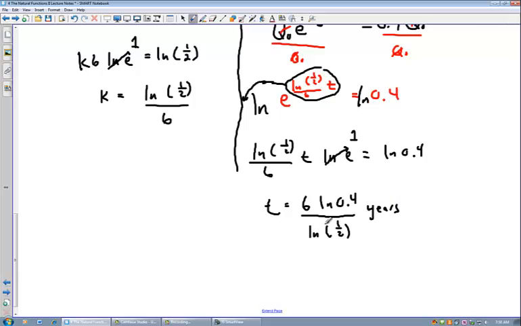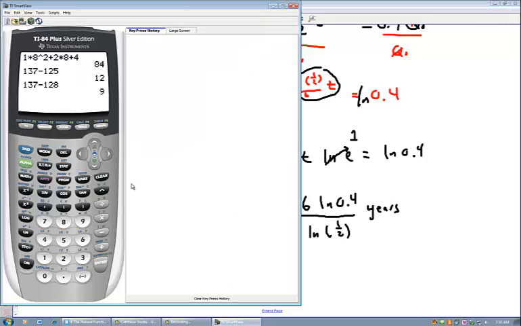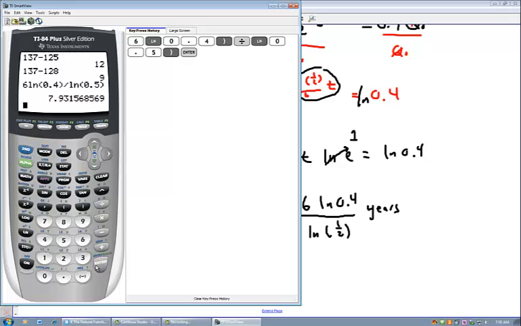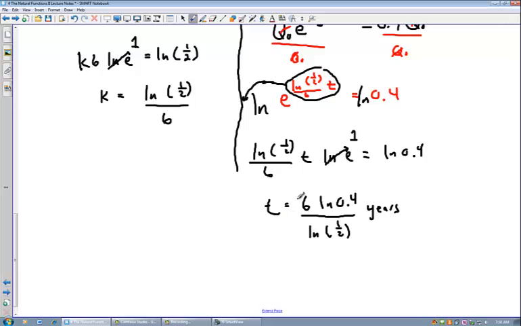And then I can crunch this number on my calculator just to get an idea of how many years it actually is. So 6 ln of 0.4, then divided by ln, and I could put, if you want, 0.5 instead of writing 1 divided by 2. And I get about 7.93 years out. So I know it's going to take around 8 years for 40% of the substance to remain. But this is my answer. It did not say round, just said find the years, so this is the exact number of years.